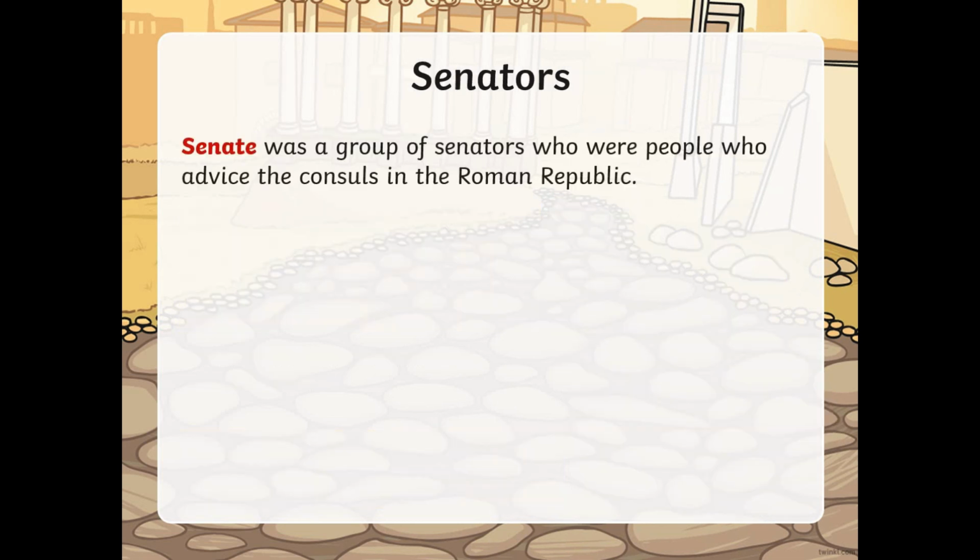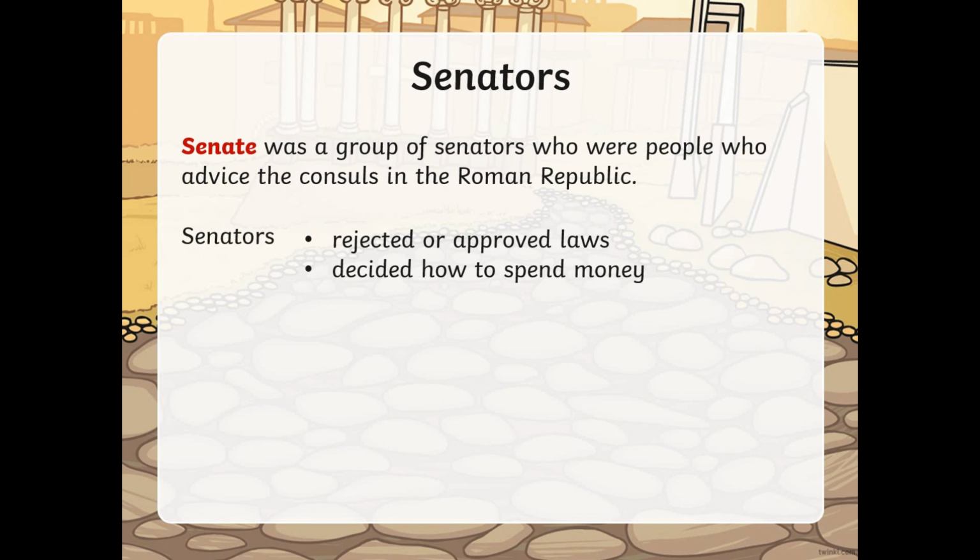Senators. Now, the Senate was a group of senators, and senators were people who advised the consul in the Roman Republic. And they did a couple of things. One, they rejected or approved laws, decided how to spend money, and then advised on Rome's relationship with other countries. This was their job.